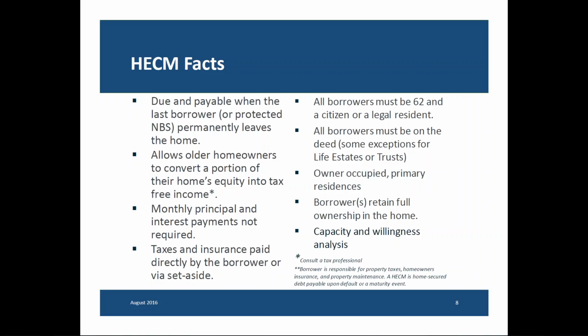Taxes and insurance are paid directly by the borrower unless there is a set-aside made for them. All borrowers must be 62 and a citizen or a legal resident. All borrowers must be on the deed. There are exceptions for life estates or trusts. And it has to be owner-occupied or a primary residence. And the borrowers, this is important, retain full ownership of the home. And once again, we're looking at the capacity and willingness analysis to see how they handle their finances.